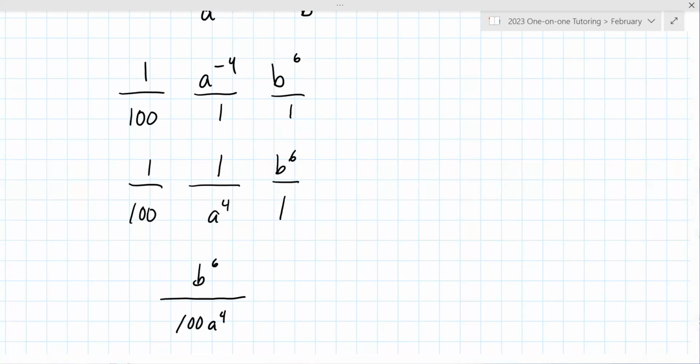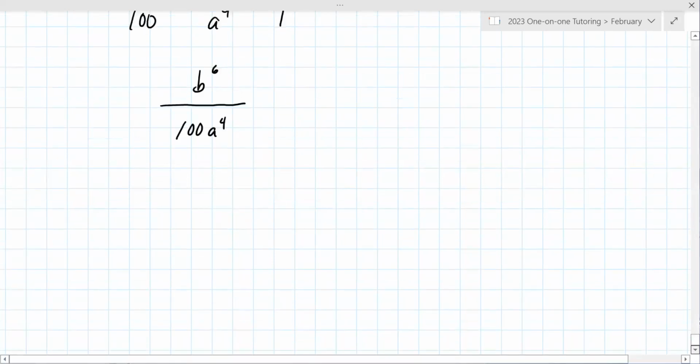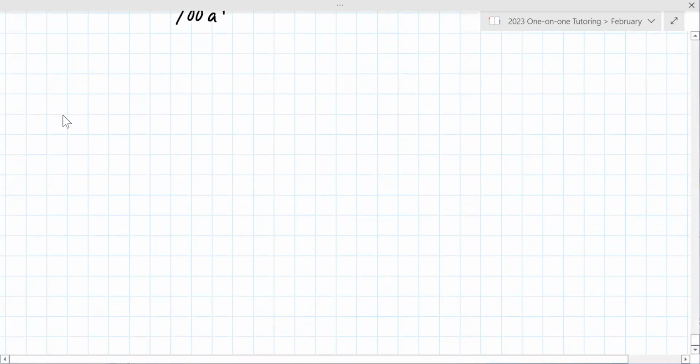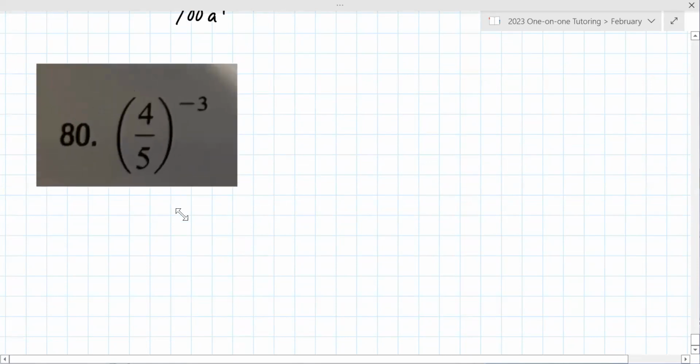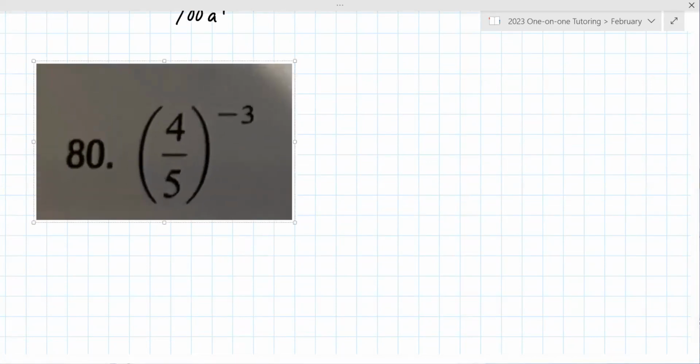All right, let's go to 80. We actually already have done a couple like 80, so I'll let you try this one on your own. We're kind of back in the early 60s when I started showing you this, but just try this one on your own. Let me know what you come up with.